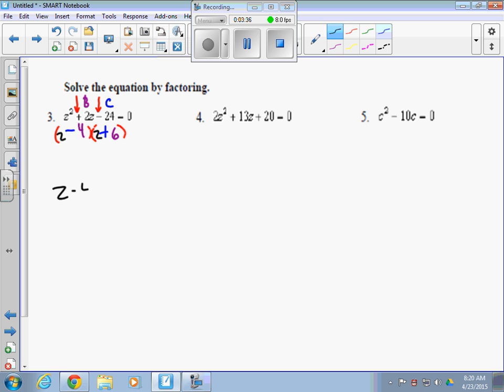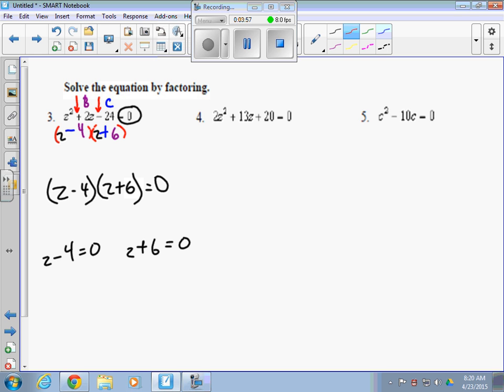I'm just going to clean it up a second. z minus 4 times z plus 6. You take those that say equals 0 and you make each one of them into its own separate problem. z minus 4 equals 0. z plus 6 equals 0. Then you undo those one step for each problem. Add 4 to both sides. z's value is 4.